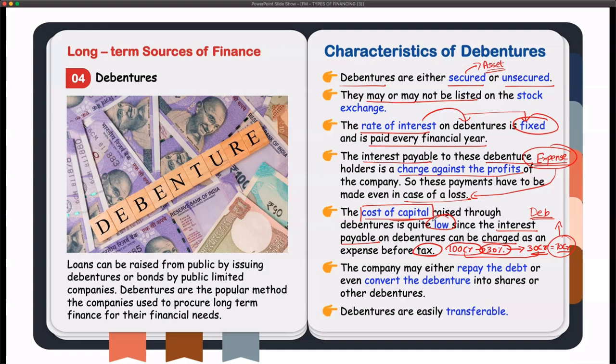With regard to redemption, companies can repay the debenture if it is issued with a condition that it will be redeemed. Or, if the debenture is issued as a convertible debenture, they can convert those debentures into shares or some other debentures. So that kind of flexibility is also possible in the case of debentures, and debentures are easily transferable as well.